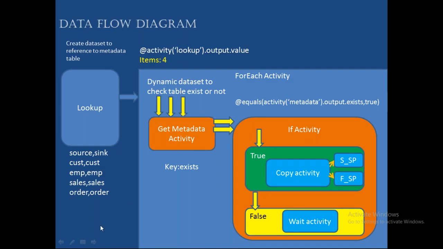Next, I will just go with the sales folder. If the sales folder exists, the exist parameter returns true. That true value I will send here. If the exist parameter returns true, this if condition also evaluates to true. If it is true, I will execute the true activities: the copy activity success to the failure stories.